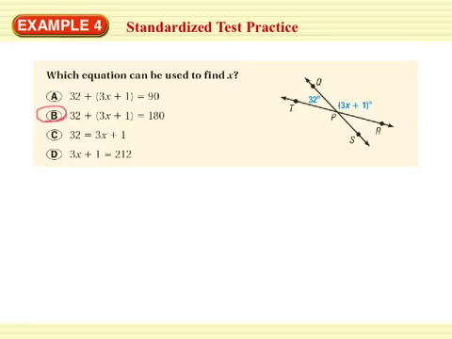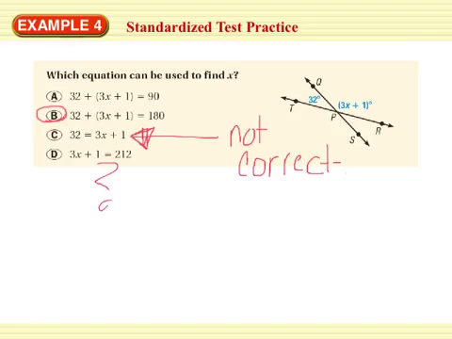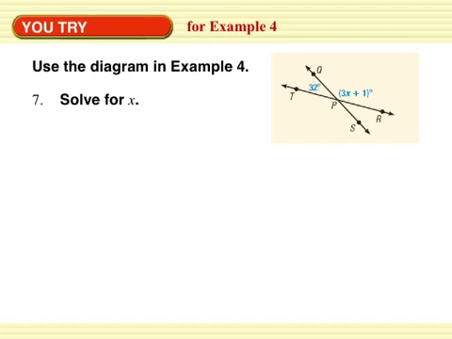32 equals 3x plus 1. This is the one you guys want to use all the time, but it is not correct. They are not equal. They don't even look equal. Not that we could ever use that as a reason, but they don't even look equal. And 3x plus 1 equals 212, I don't even know what that one means. So B is your answer.